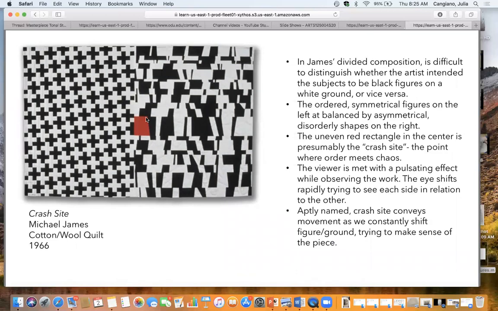So he's obviously divided his composition, and this is intended to distinguish whether the artist intended the subjects to be black figures on a white background, or vice versa. So the entire time that you're looking at this, you're questioning, okay, is this white on black or black on white? And then you have this red right in the middle, and I read it as the crash of Crash Site, where they're actually meeting. And then this is extremely ordered on the left, and on the right, this is seemingly random, and sort of just like, there is an order to it.